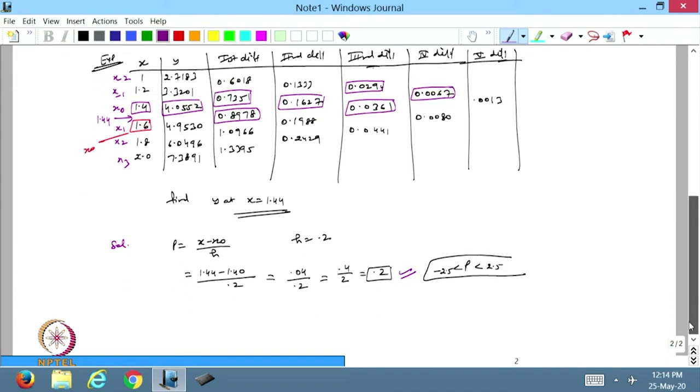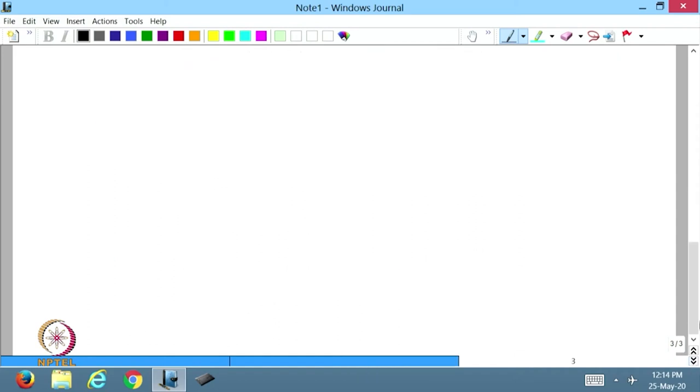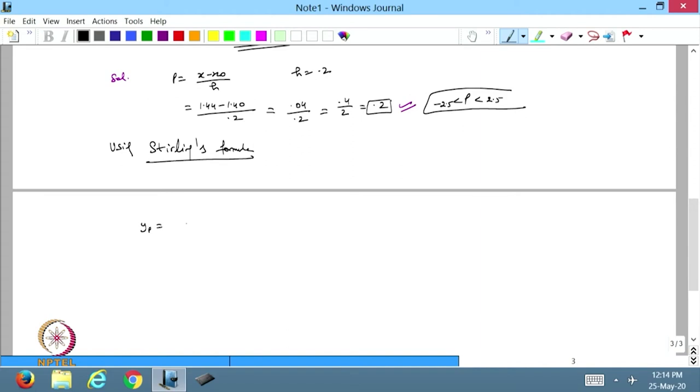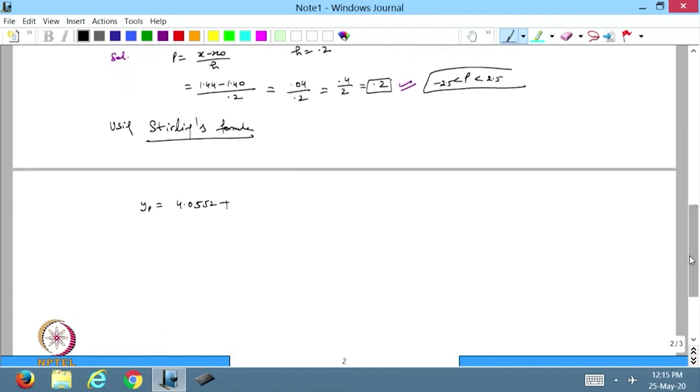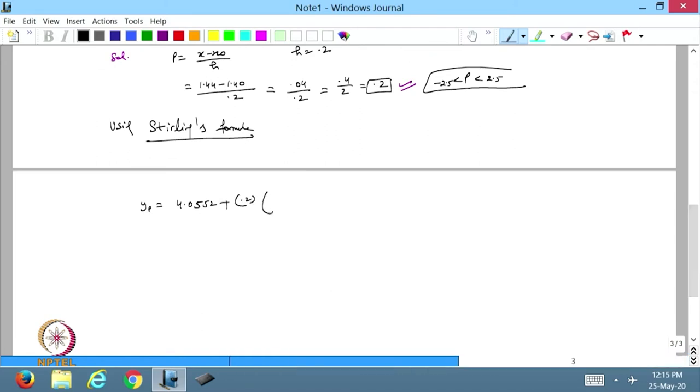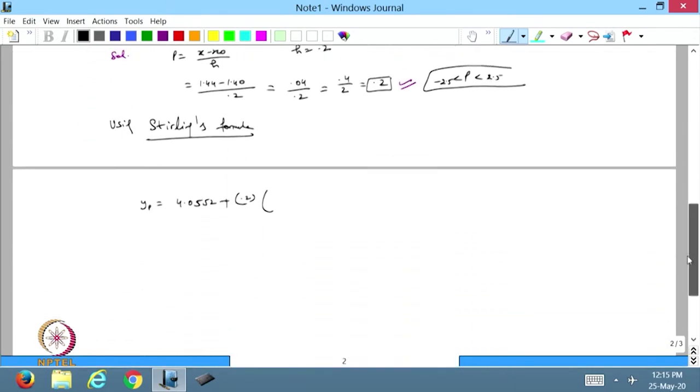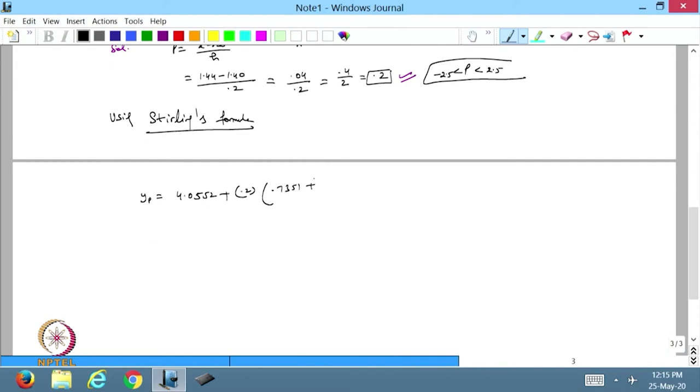Now, I will apply this Stirling formula to approximate the value here. Using Stirling's formula, the value of yp will be equal to, so I will give these values, 4.0552 plus, I am choosing this first value, then the average of the next two values. So plus p, where p is 0.2, multiplied by 0.7351 plus 0.8978 divided by 2. This is the average value I have taken.